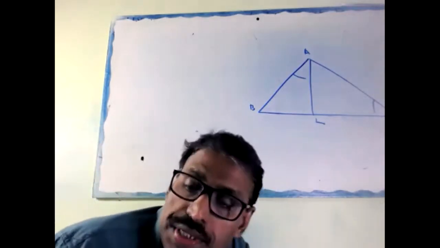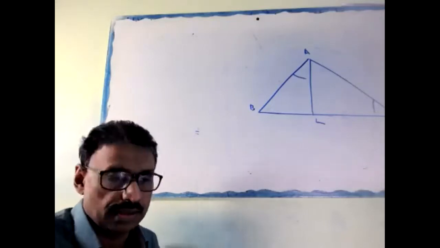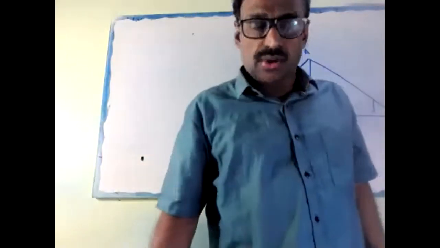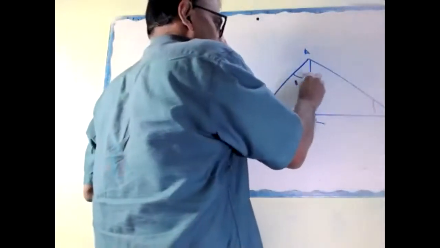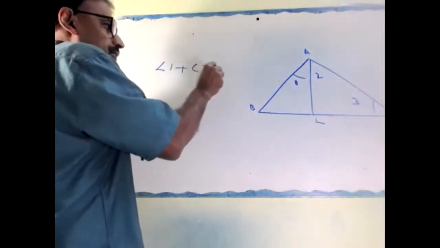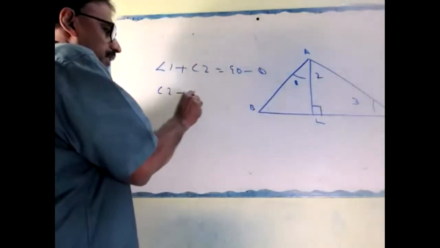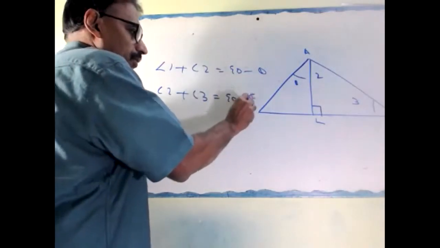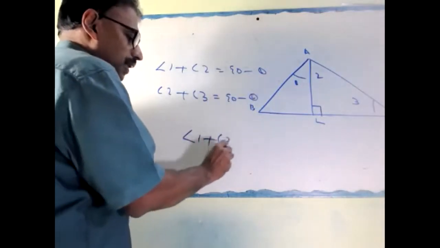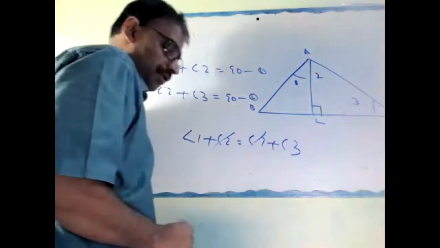Okay, so finish. Both are 90 minus something. Hey, look at here. It's very simple. Look at here. Angles 1, 2, 3. Angle 1 plus angle 2 is 90, number 1, because this angle is 90. Therefore, angle 2 plus angle 3 is 90, number 2. So angle 1 plus angle 2 equal to angle 2 plus angle 3. Angle 2 cancels, so angle 1 equal to angle 3.